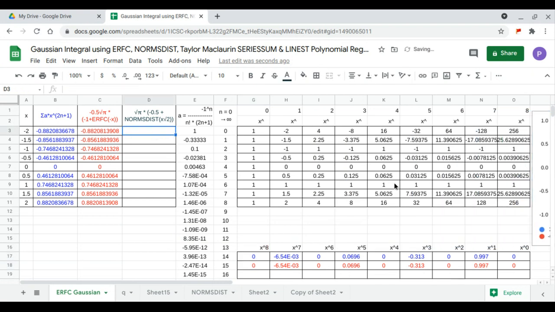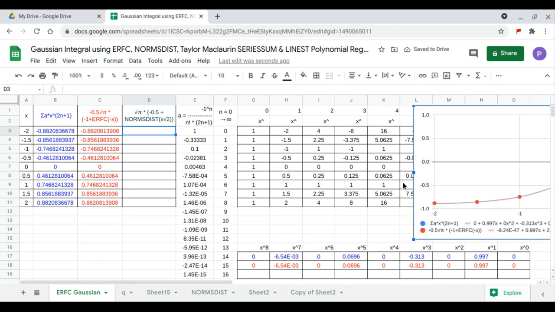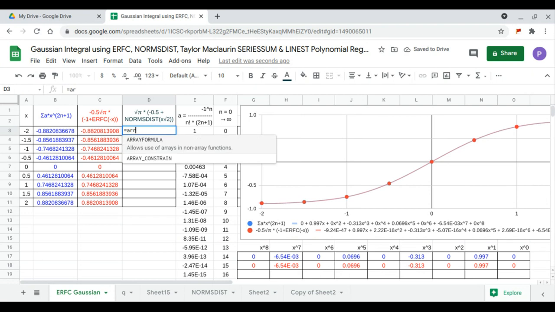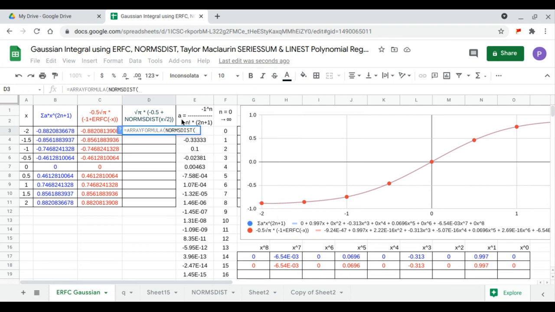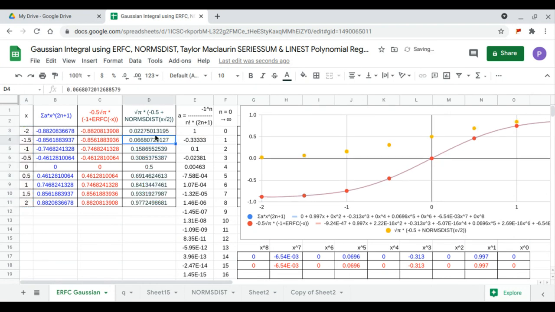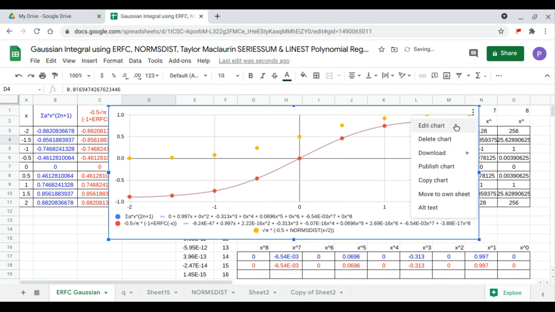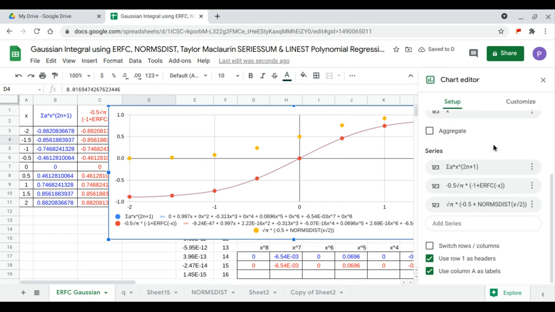So we continue with the NORMSDIST. Let's start with the NORMSDIST. Array formula NORMSDIST of the x values, and multiply by square root of 2. And we show the equation here as labeled. It's not showing, so edit chart.